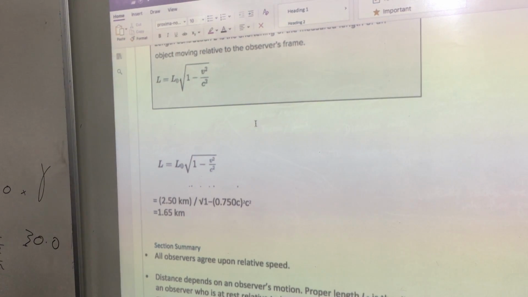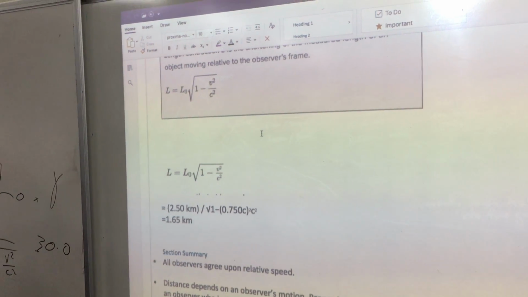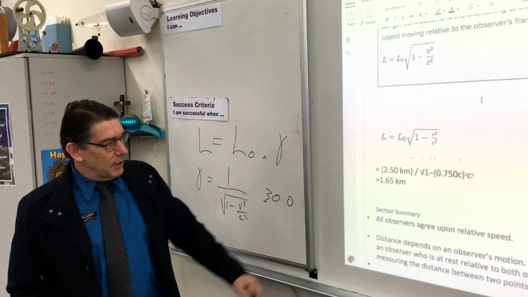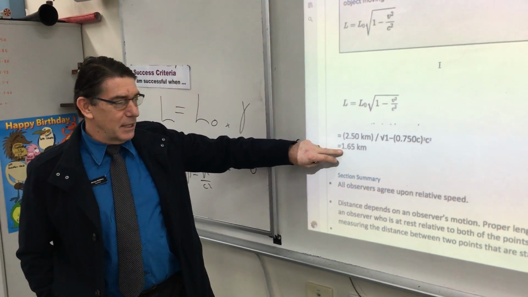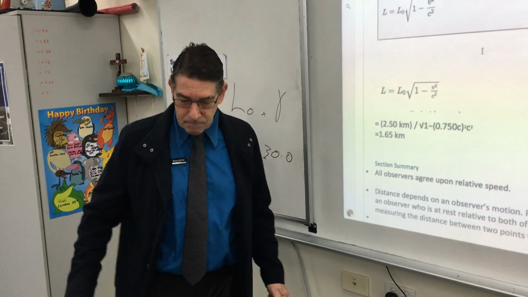So even travelling at 0.75 the speed of light, which is still pretty rapid, is enough to have that much of an effect on the distance the actual particle travels.